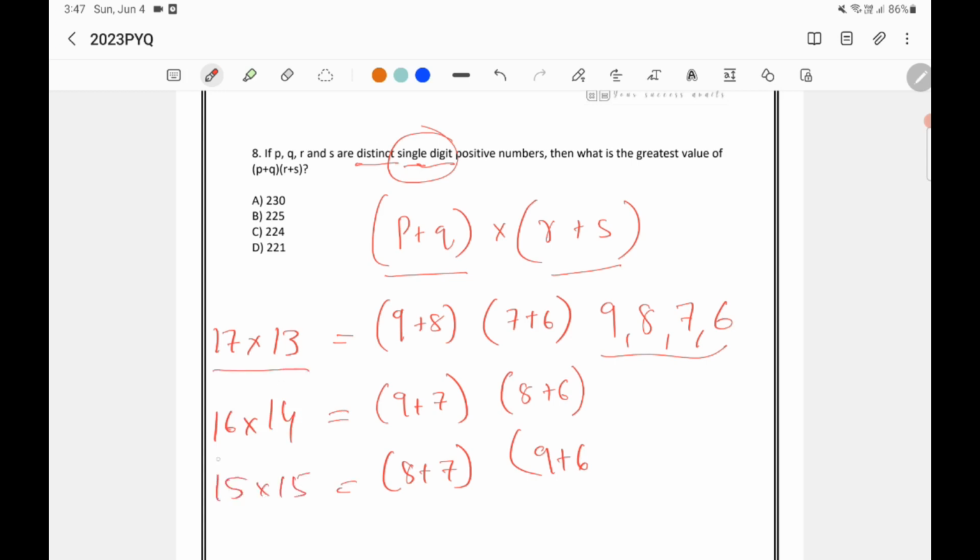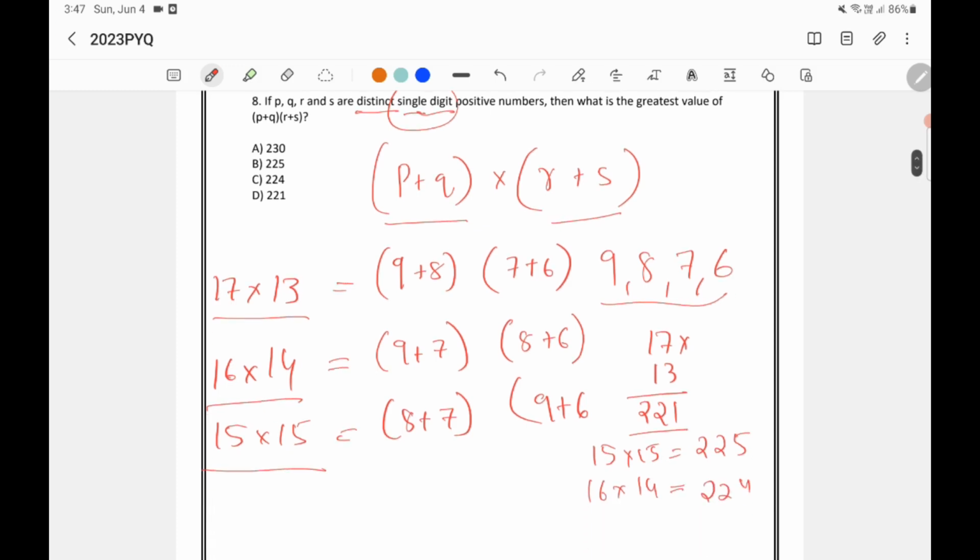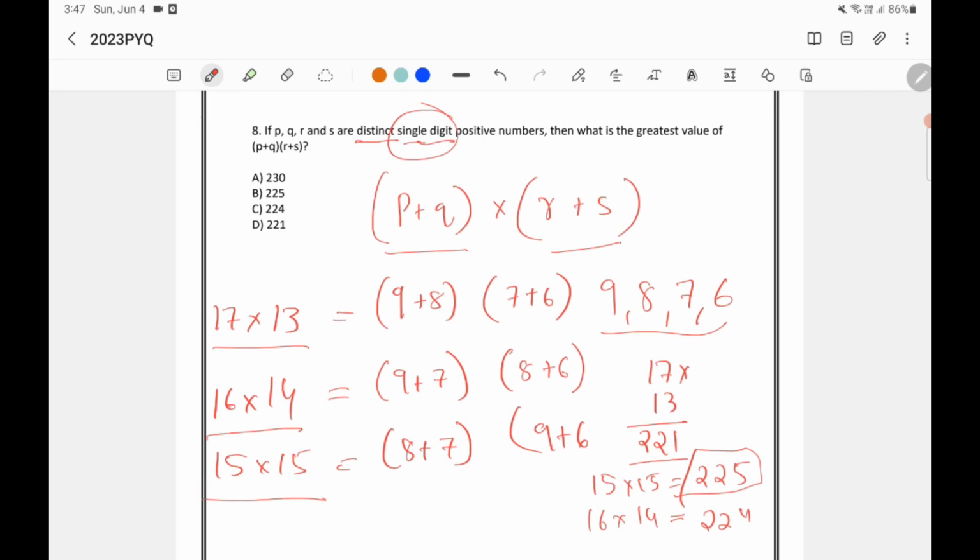So just check all these values. If you do 17 into 13, you will get 221. If you do 15 into 15, you will get 225. And if you do 16 into 14, you will get 224. So out of this, 225 is the highest value. So the answer is option B, 225.